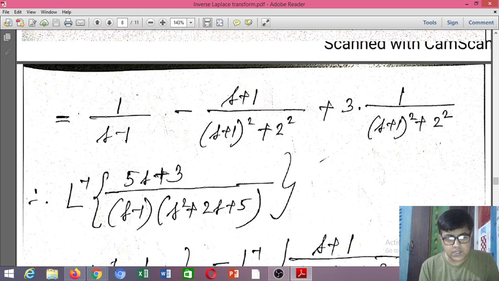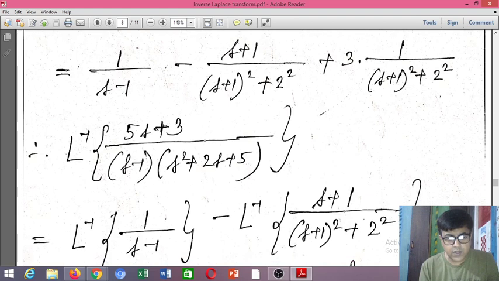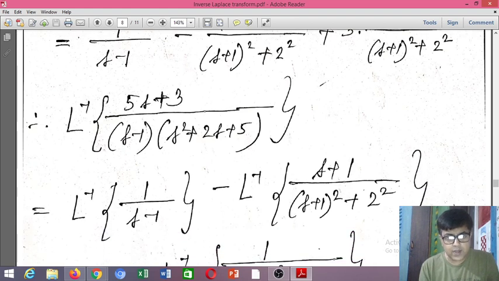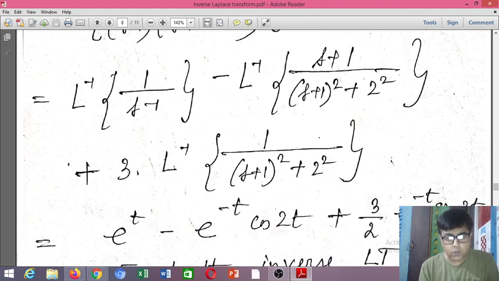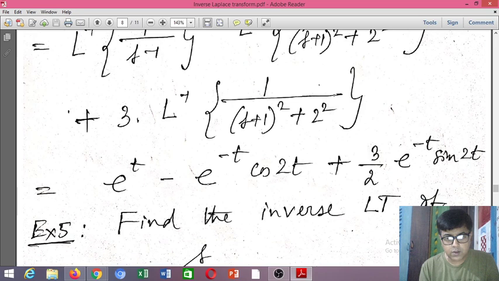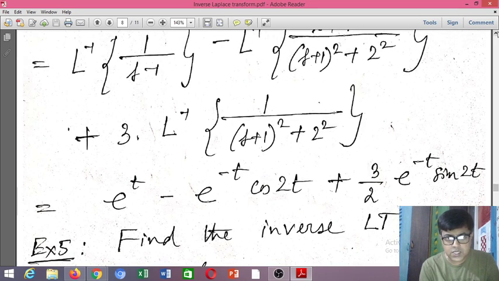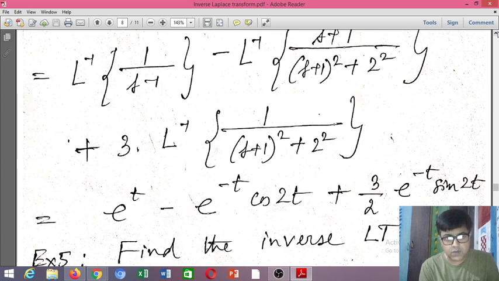If we take the inverse Laplace transform on both sides, you will get L inverse of 1 by s minus 1, as per the linearity property, minus L inverse of s plus 1 by s plus 1 whole square plus 2 square, plus 3 into L inverse of 1 by s plus 1 whole square plus 2 square. So these are all known forms, and I hope you know what these are. The first term, L inverse of 1 by s minus 1, is e to the power t, right? Because a is 1, so it's e to the power t.